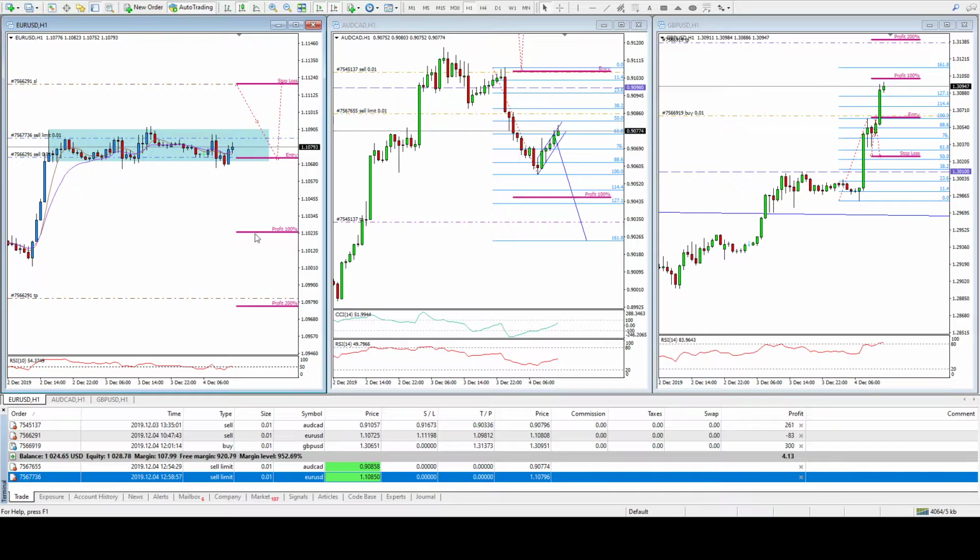I'm hoping with the news I will get twice as much as my risk. Otherwise, I'm risking about 50 pips, 47 pips to be exact. We'll see. We got a minute to go.